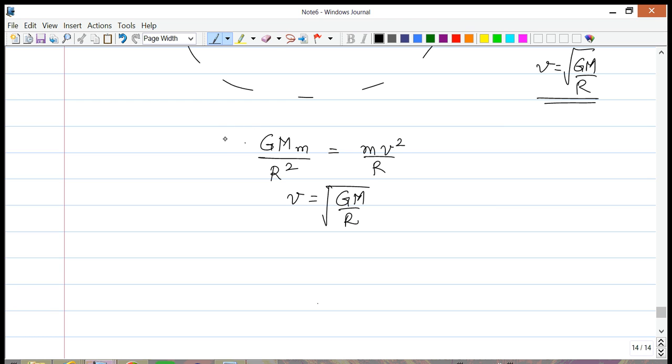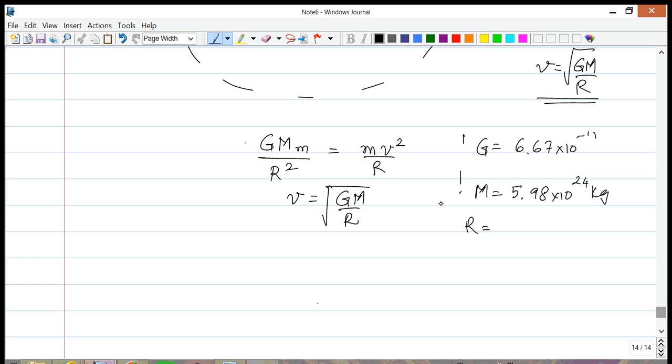Keep in mind that G is a constant, and G has a value of 6.67 times 10 to the minus 11. Capital M is the mass of the central object. Remember this, capital M is the mass of the object that you're going around. It's not the mass of the satellite. So in this case, capital M is the mass of the Earth, which is 5.98 times 10 to the 24 kg, and r is the radius.